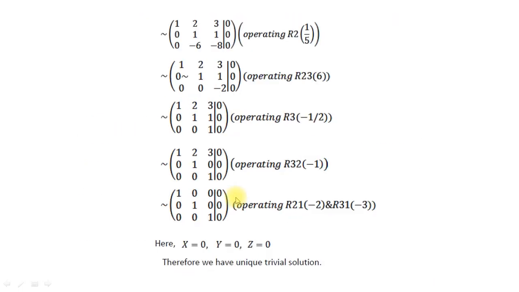And you see here in this example at the end, we have the reduced row echelon form. In this reduced row echelon form, the rank is 3, the number of equations is also 3, the number of unknowns is also 3. So in this case, this homogeneous system has only the trivial solution: x is equal to 0, y is equal to 0, and z is equal to 0.